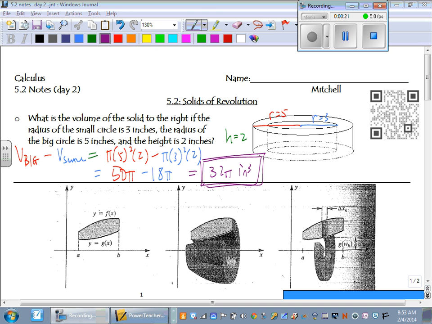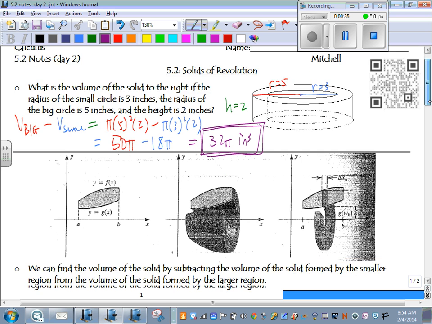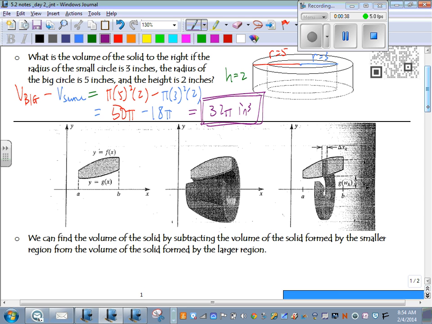That kind of leads us into what we're doing today, because the volumes that we're going to deal with today, they're not solid cylinders when we spin them around. Right, yesterday we looked at discs where we had a solid cylinder, which we call the disc, to find the volume of an odd looking shape.